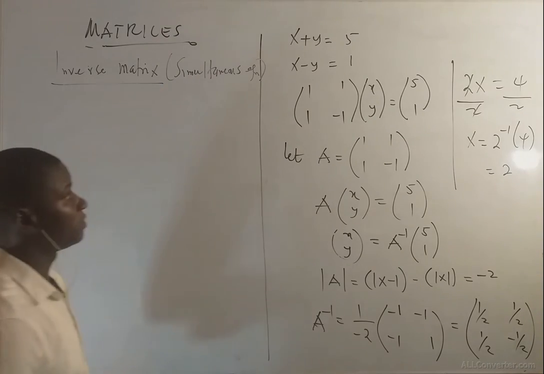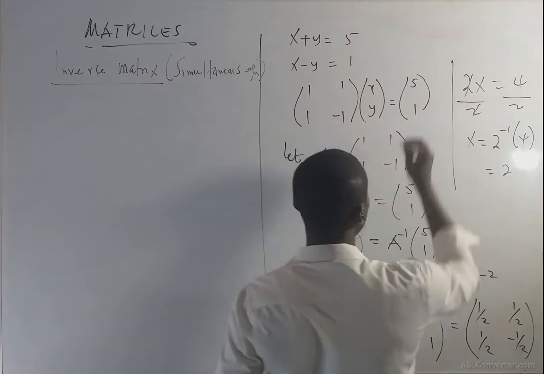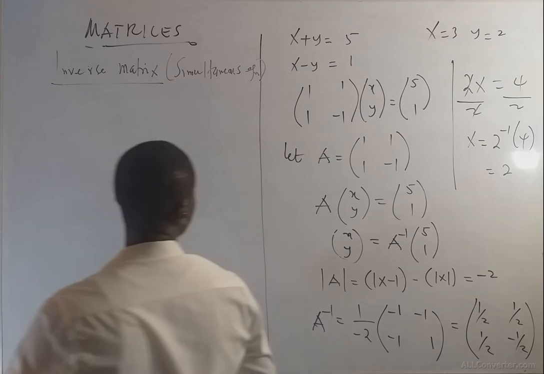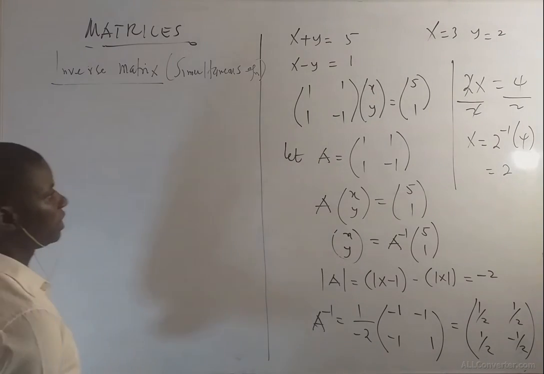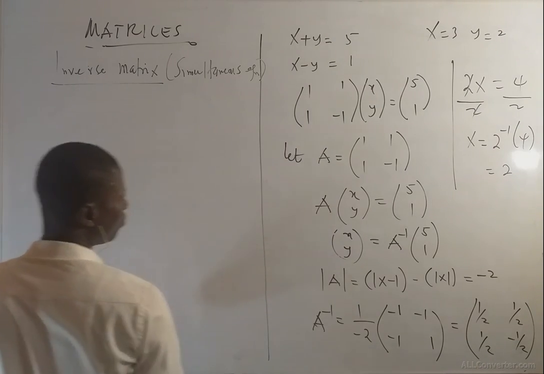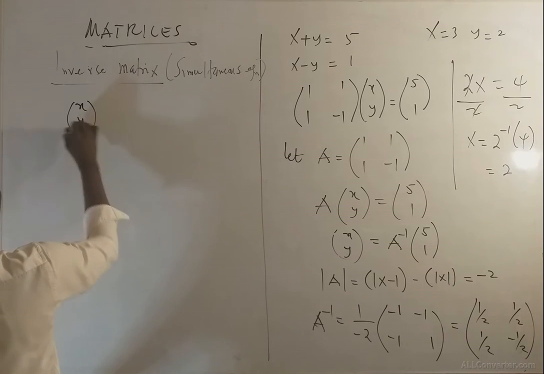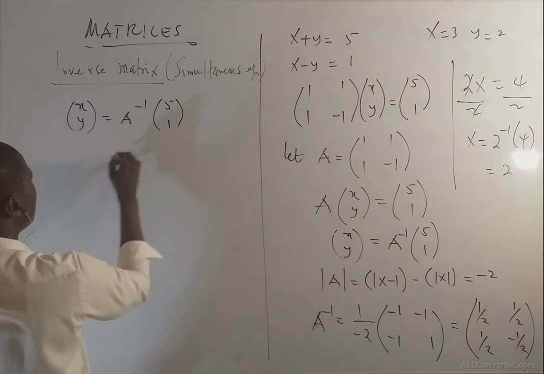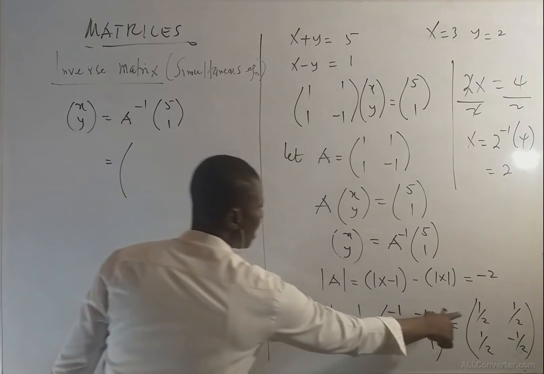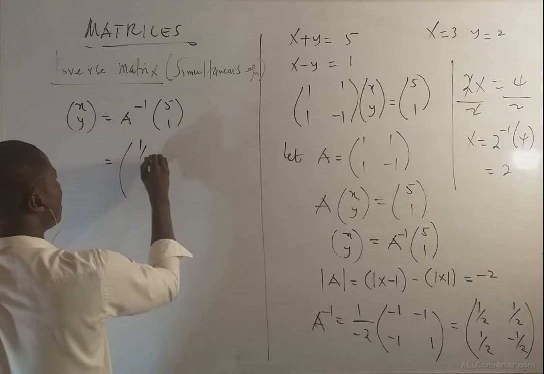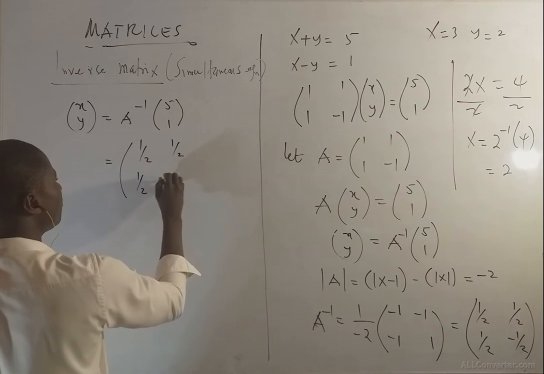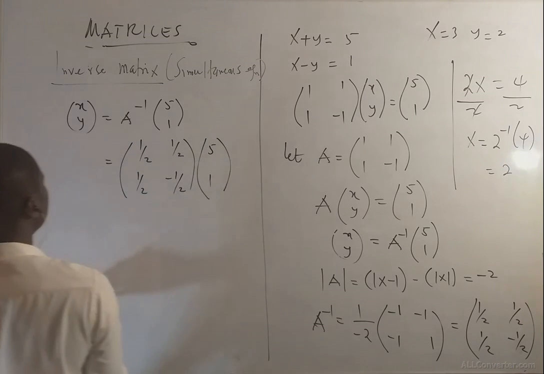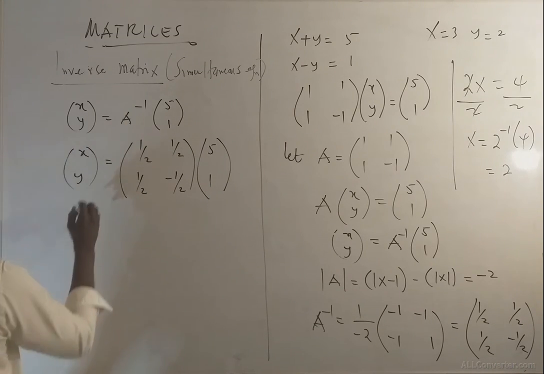But I guess you have not forgotten, because after solving the simultaneous equation, we had x equal to 3 and y equal to 2. So keep that. Now, the matrix here, we have it that (x, y) is equal to the inverse of A times (5, 1). And now the inverse of A is known: half, half, half, minus half. So we have half, half, half, minus half being multiplied by (5, 1). And this is our (x, y).